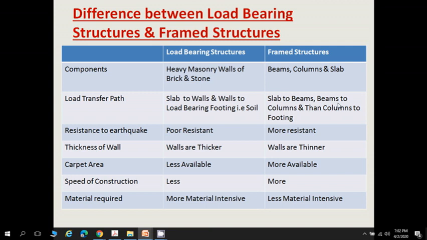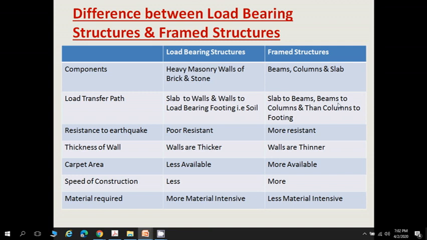Carpet area: definitely if the walls are thicker, then less area will be available, and if the walls are thinner, then more area will be available in framed structures. And what about the speed of construction? The speed of construction in a load bearing structure is less compared to the framed structure. And material required: obviously, if the walls are thicker, the material will be more, and if the walls are thinner, the material will be less.